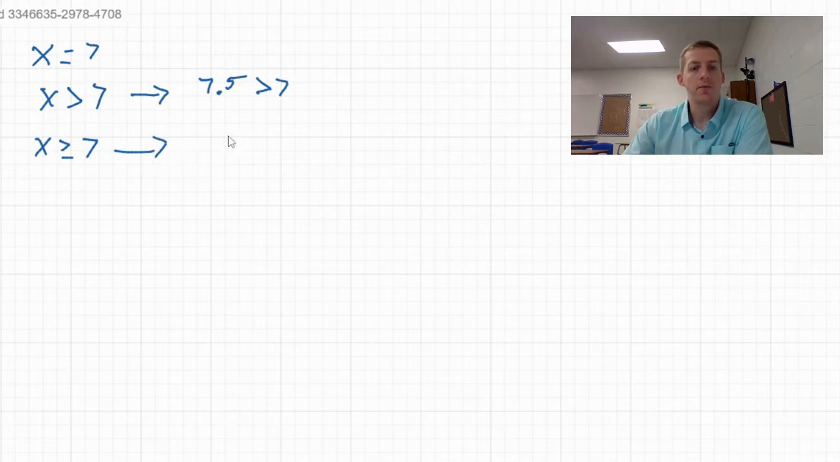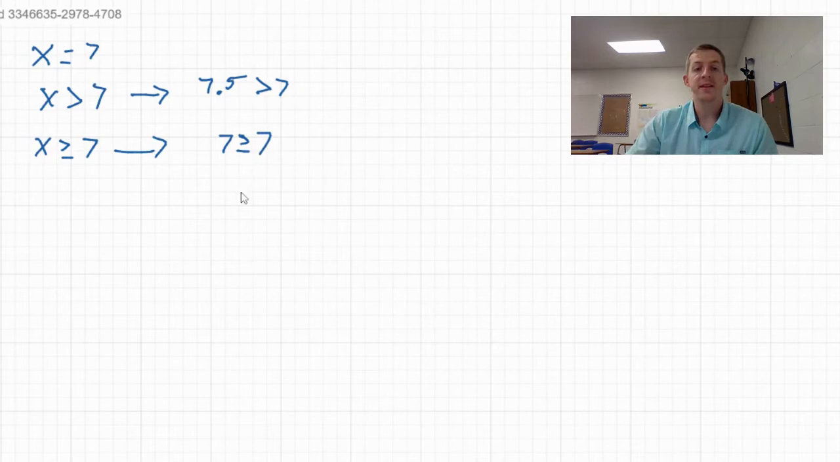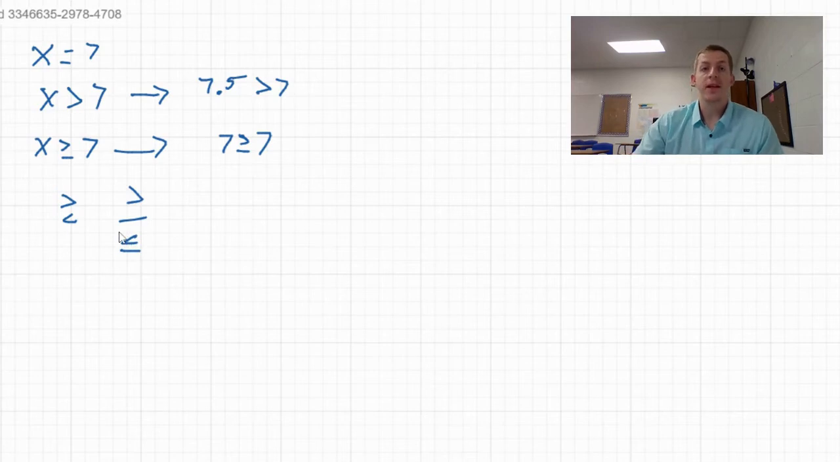So if we had x is greater than or equal to 7, this would still be true because now it is greater than or equal to. That's what this little symbol means. So coming down here, we have greater than, less than, greater than or equal to, or less than or equal to. So those are some of the things we need to think about.